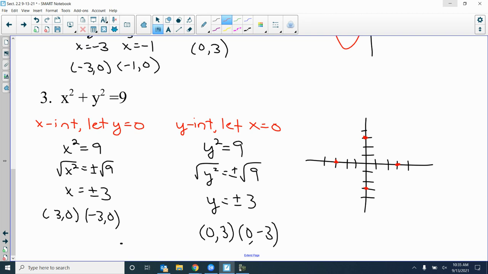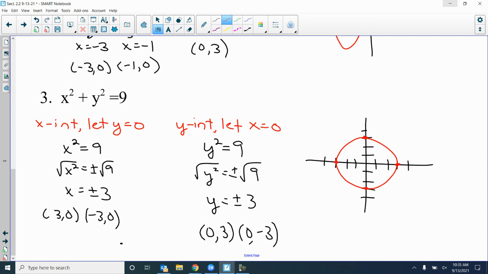Now most graphs are all going to be connected. You're not going to be able to pick your pencil up. Okay, join all 4 points. Circle. Yep, x squared plus y squared equals 9. It's going to be a circle for that one. But it still has 2 x-intercepts. It still has 2 y-intercepts. Got to be able to connect them all.